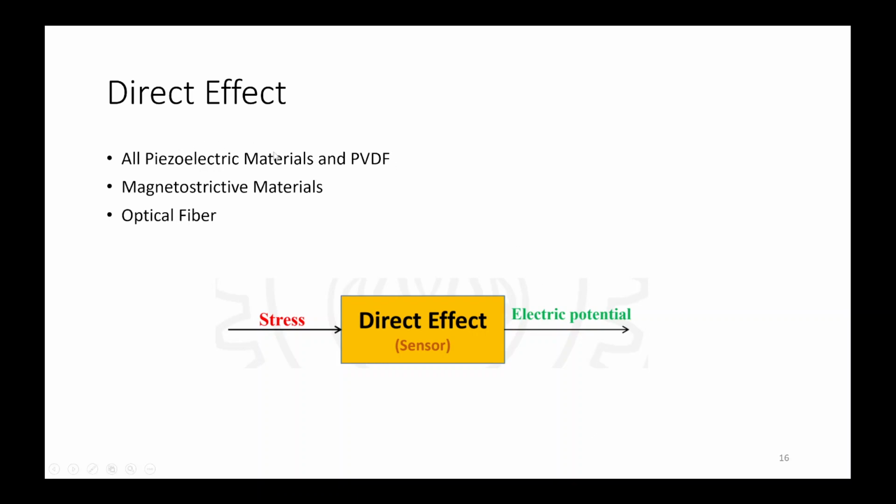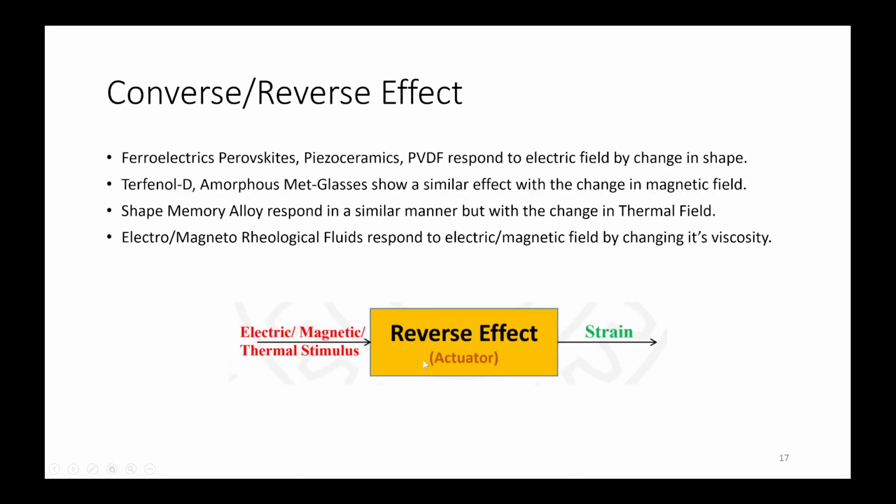In case of direct effect, all piezoelectric materials and PVDF, magnetostrictive materials, optical fibers, these all show direct effect. And what is direct effect? In this case, our stress will be converted into some electric, magnetic, these type of signals. So it is known as direct effect, and these materials can be used in making sensors.